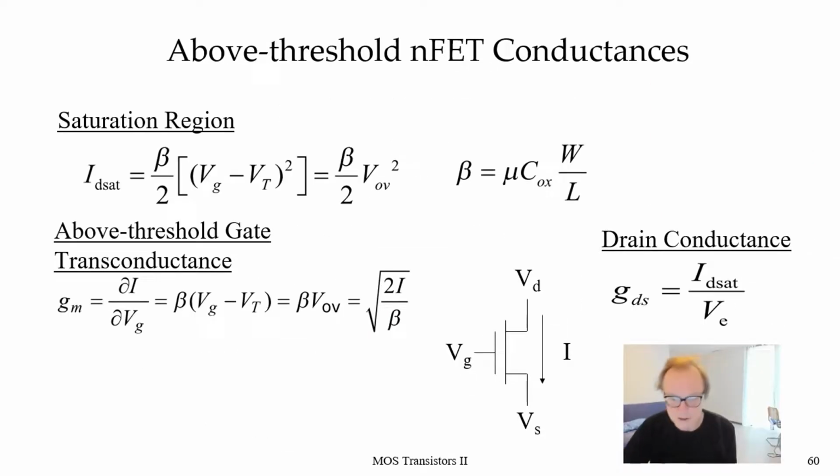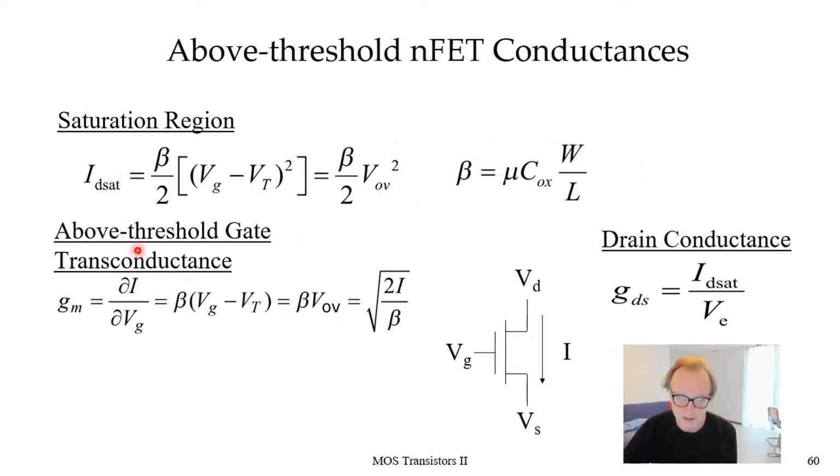You can do the same thing for the above threshold NFET conductances. Right? That was subthreshold, so let's see what those look like. So in the saturation region, when you mostly care about this, you see that ID sat is beta over 2 times the overdrive squared, where beta is defined like this.